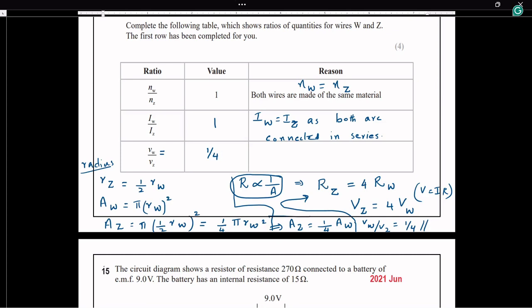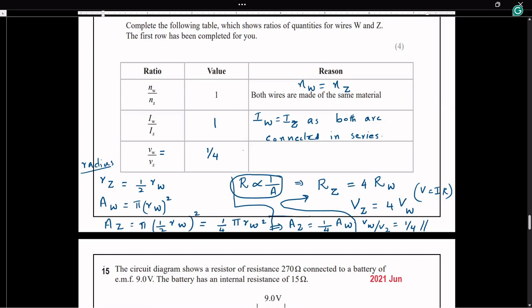There is no place here to write, so that is why I wrote all the reasons here, starting with the radius. The radius of Z is half of the radius of W. Therefore, the area of W is proportional to RW squared, the area of Z is half of RW squared, and finally we got it as 1/4 AW. Then we come to the relation that R and A are inversely proportional. So from that we get RZ is 4 times RW. Similarly, VZ is 4 times VW. So we get the ratio VW by VZ is 1/4. Okay, so this is what we get here.